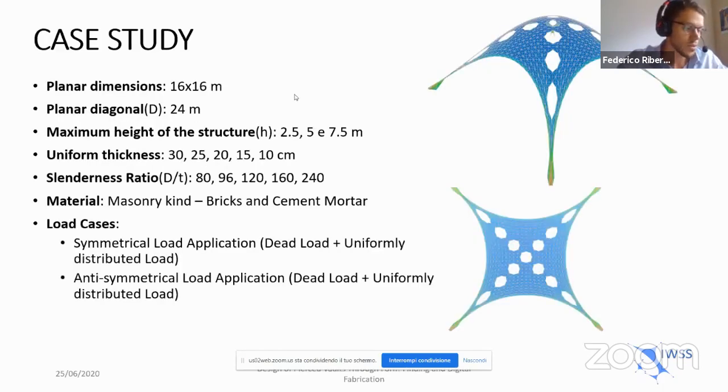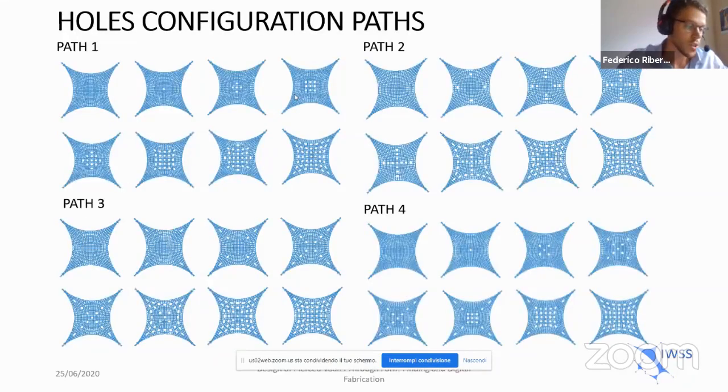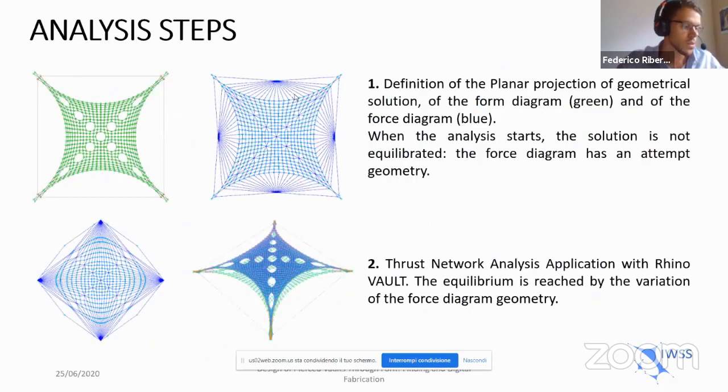The design of the structure started with a square geometry with a side of 16 meters. Different slenderness ratios have been considered, together with different hole pattern configurations. The TNA, starting from an initial planar hypothetical vault projection, found the equilibrium solution using static graphic principles, while the MRA based the form finding on the falling of masses connected by ropes in the time domain.